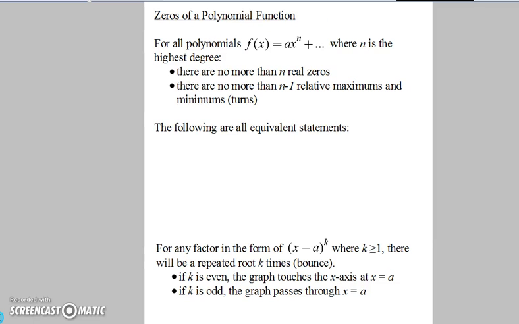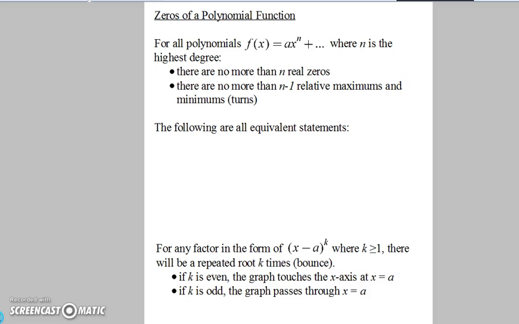First of all, zeros of a polynomial function. The definition here says that for all polynomials, f of x equals ax to some power n, where n is the highest degree, there can be no more than n real zeros, and there can be no more than n minus 1 terms, or relative maximums and minimums. So that means if you have a 5th degree function, you can have up to 5 real zeros and up to 4 max and mins. Okay.